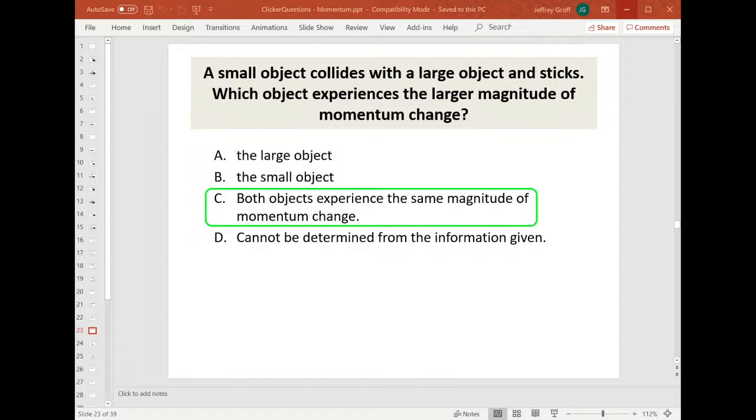So does anybody get my drift here? What's another word for change in momentum? There you go. Thank you, Katie. Impulse. So these are the kinds of things that you should be thinking about when you're studying for the exam. Both objects experience the same impulse. All right.